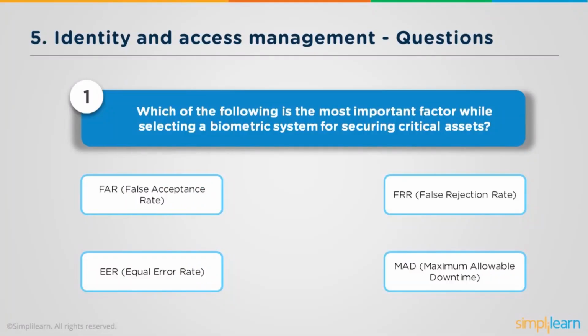So let's look at questions from domain number 5. The first one: which of the following is the most important factor while selecting a biometric system for securing critical assets? Now here, the domain talks about the types of authentication mechanisms. There are 5 types, essentially 3 basic types, which talk about something that you know, which is a password; something that you have, a swipe card; something that you are, a biometric; somewhere that you are, location-based; and something that you do, like CAPTCHA. So these are the 5 basic authentication types or mechanisms that you can utilize in an organization.